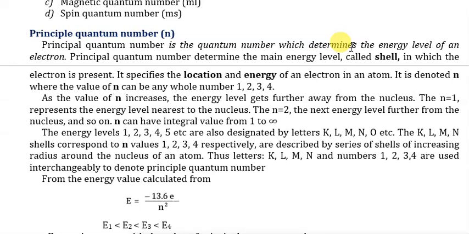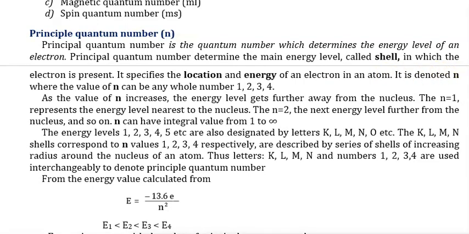This quantum number shows the energy level of an electron. Which shell is the electron in? So the principal quantum number determines the main energy level, called the shell, in which the electron is present. It specifies the location and the energy of an electron in an atom. Where is this electron and what energy does it have?